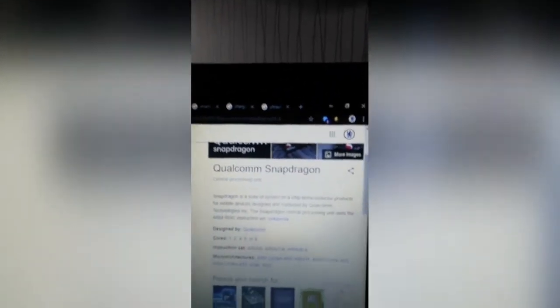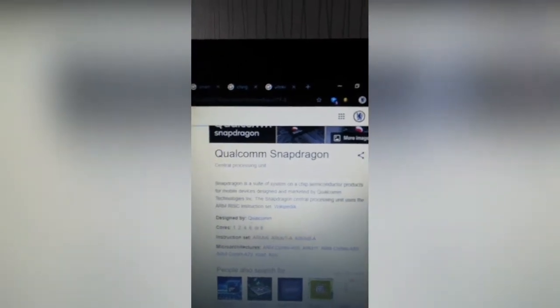Then I want to go to the Qualcomm Snapdragon. Let me show you about the Qualcomm. This is Qualcomm Snapdragon. The Snapdragon is produced by Qualcomm. Snapdragon is a suite of system on chip semiconductor products for mobile device design and marketed by Qualcomm Technologies.